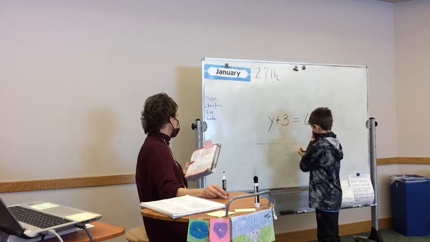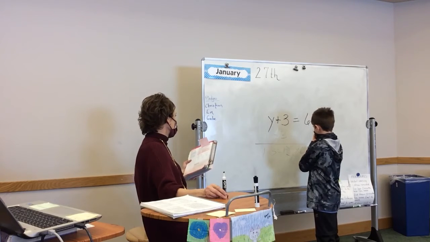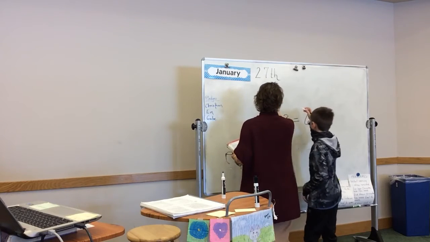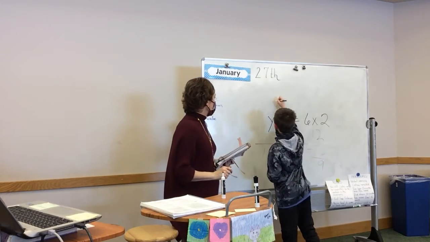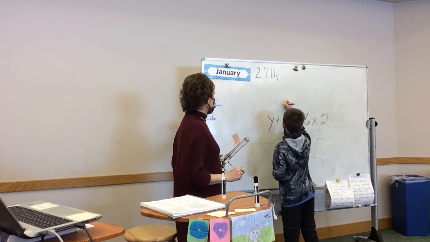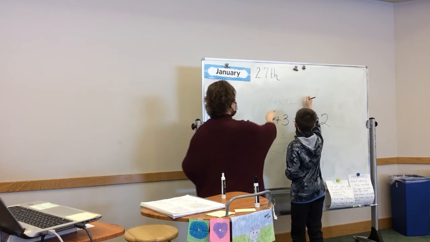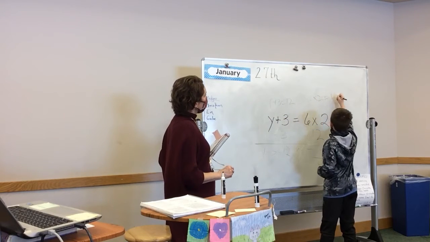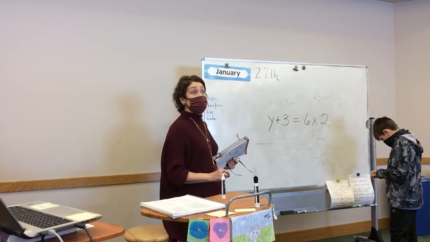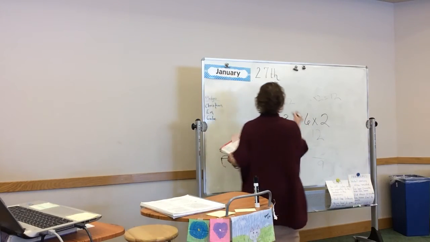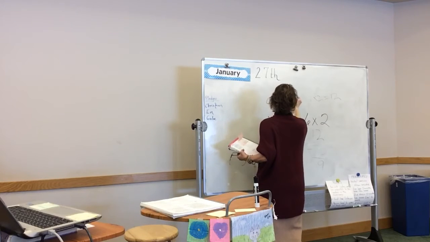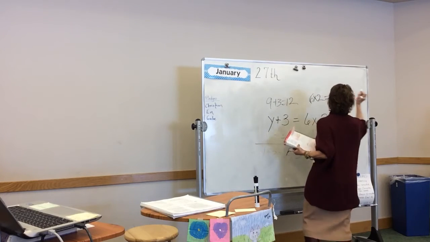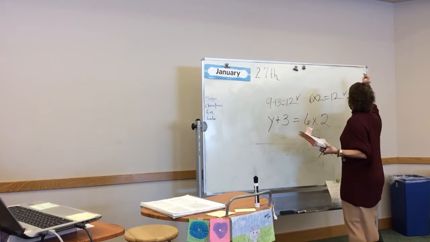And 6 times 2. No, you were right. Here. Why don't you do it up here? So put the 9 up here. There you go. Good. And then go over here and do 6 times 2. Very good. Does that check out? Yeah. It does. Very good. So 9 plus 3 equals 12. I'm just copying over yours, my dear, because your marker's kind of... 6 times 2 equals 12. They check out. Very good, Grant.